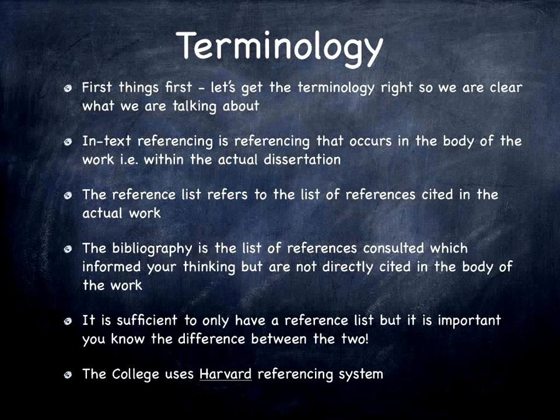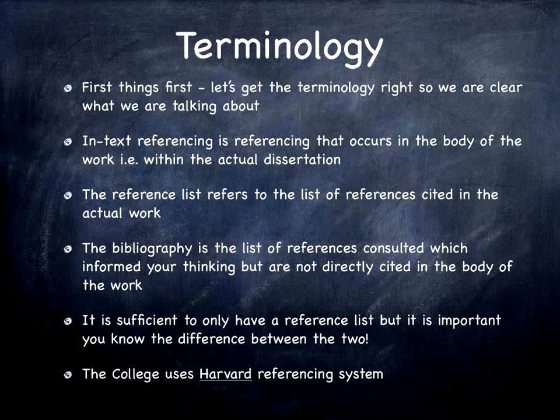Before we begin though, it's probably useful to talk you through the terminology that's involved. So, when I speak about in-text referencing, what I'm referring to there is the referencing that you use in the body of the work, i.e. within the actual dissertation itself. The reference list then refers to the list of references cited in the actual work. Often students get confused between the difference between a reference list and a bibliography.